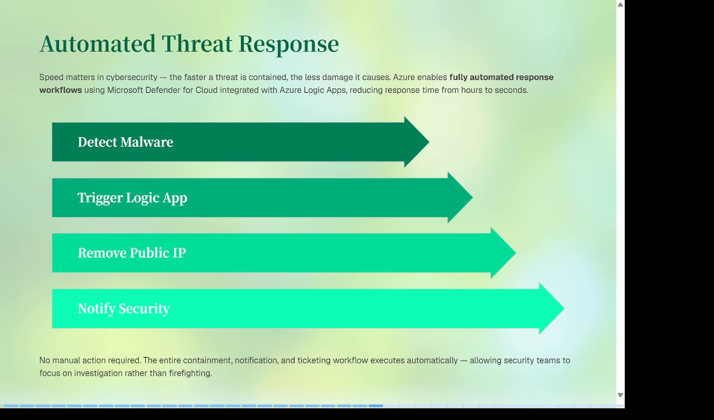Why automated response matters? In traditional security environments, the process usually looks like this. Detect a threat, send an alert, wait for a security engineer, investigate manually, and then take action. This process can take hours, but in modern cloud security, the delay is not acceptable.